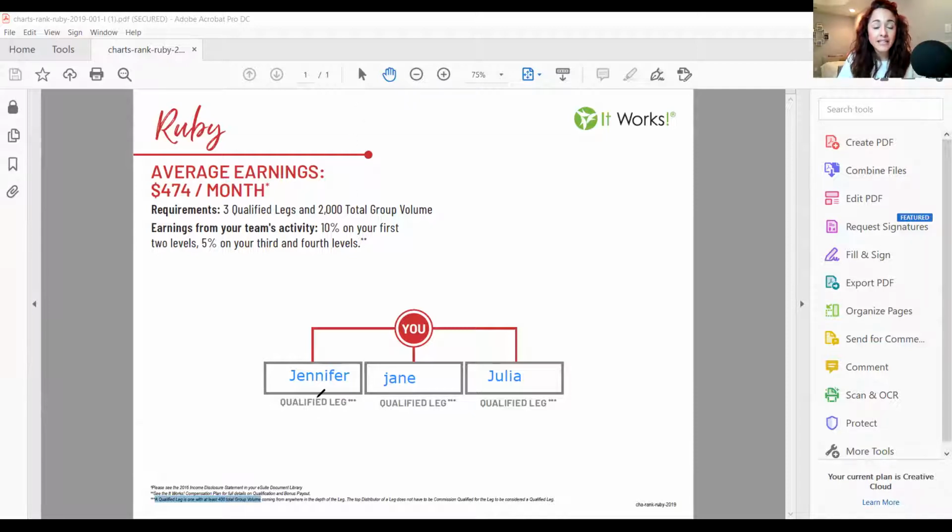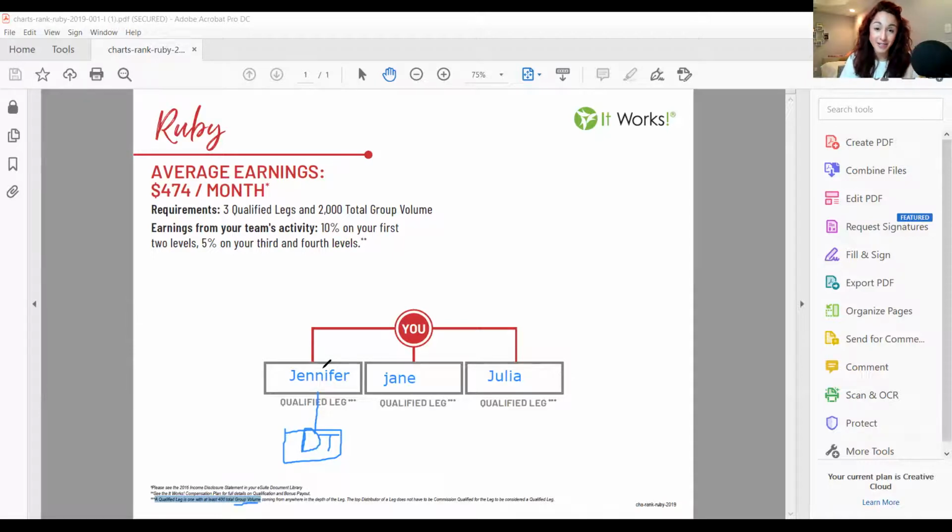So let's say Jennifer signs somebody up right here, and I'm just going to put DT. Y'all ignore my drawing. I'm sorry. Okay, but let's say Jennifer has a team and she has a teammate. Well, the qualified leg is group volume, 400 in group volume, meaning that Jennifer can be qualified for your Ruby chart by having her own volume plus her distributor's volume.